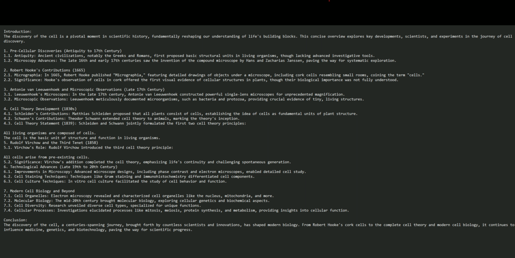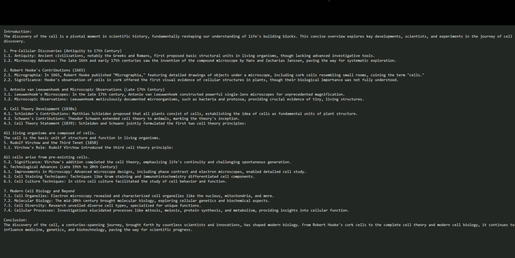In this comprehensive explanation, we will delve into the historical developments, key scientists, and crucial experiments that contributed to our understanding of the cell. First, precellular discoveries, antiquity to 17th century. Antiquity: the concept of the cell can be traced back to ancient civilizations, particularly the Greeks and Romans, who proposed the idea of basic structural units in living organisms. However, their knowledge was limited, and they lacked the tools for detailed investigation.